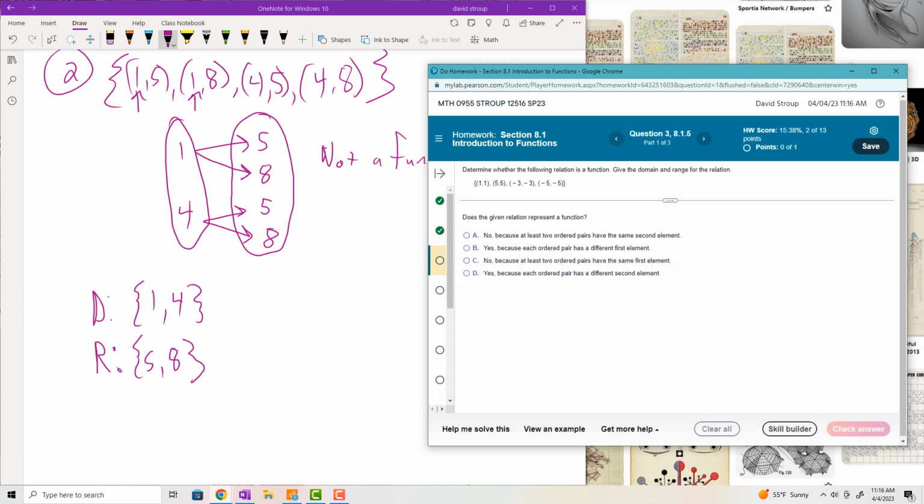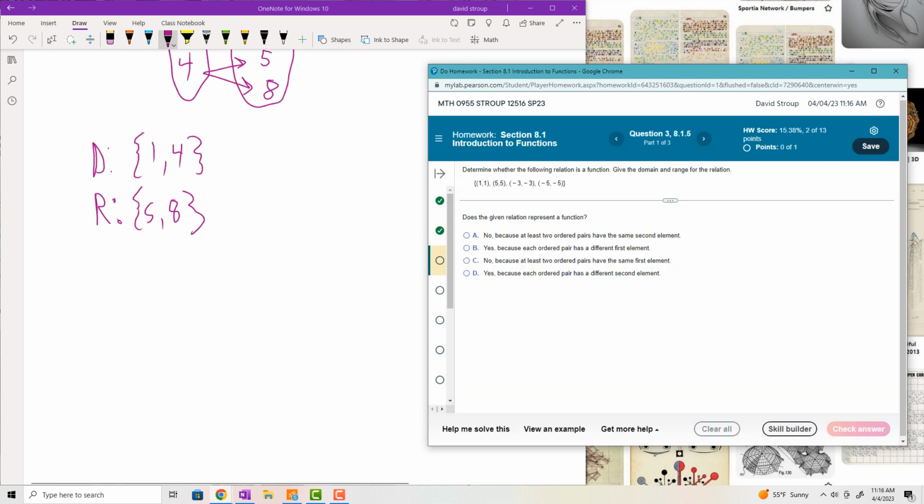Once you get the idea down, it's pretty clear whether or not a set of ordered pairs is a function. So in problem 3, this will be a function because if you look at the x-coordinates, none of those are repeated. So for every x-coordinate, there's only one associated y value. 1 only goes to 1, 5 only goes to 5, -3 only goes to -3, and -5 only goes to -5. So you'll say yes, because each ordered pair has a different first element. That's another way you could think of it.